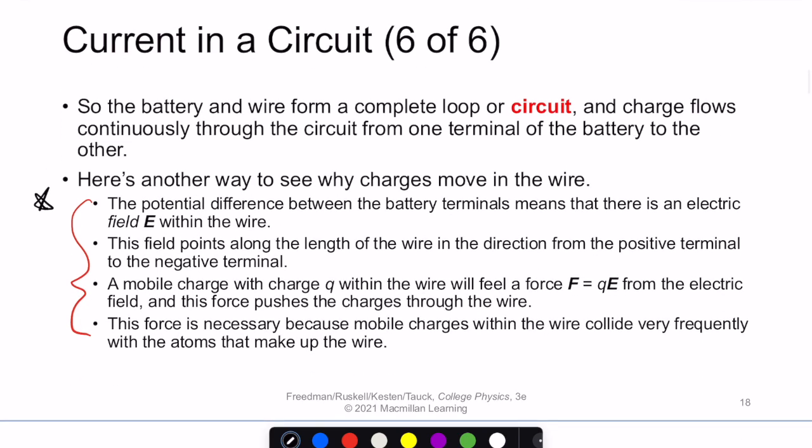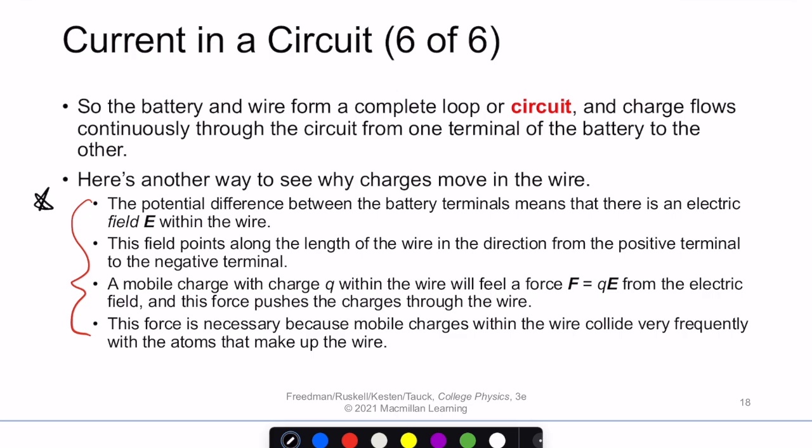Here's another way where we can understand why those charges move in the wire. And this is from an electric field and force perspective instead of a potential perspective. The potential difference between the battery terminals means that there's an electric field within the wire. And if the field points along the length of the wire from the positive to the negative terminal, then a mobile charge will feel a force F equals QE due to that electric field.